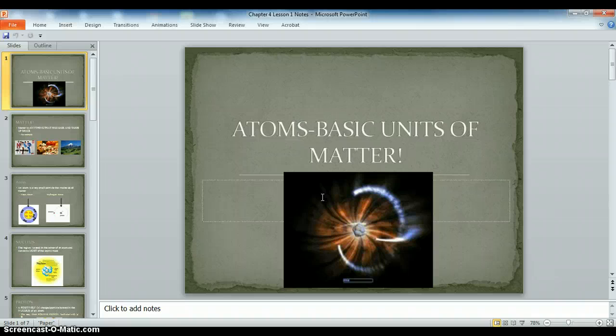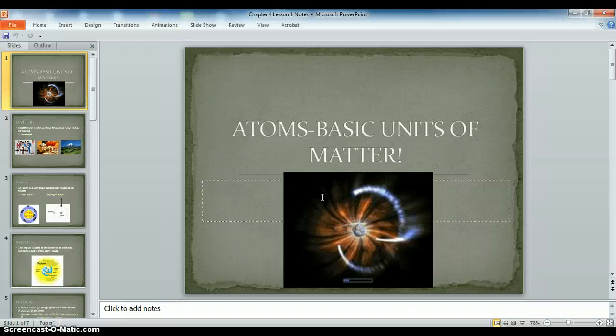So that's pretty interesting. That's a little bit of a different take on the atom, and that's what we're going to be starting to learn about in chapter 4. So this is your first experience with video notes.